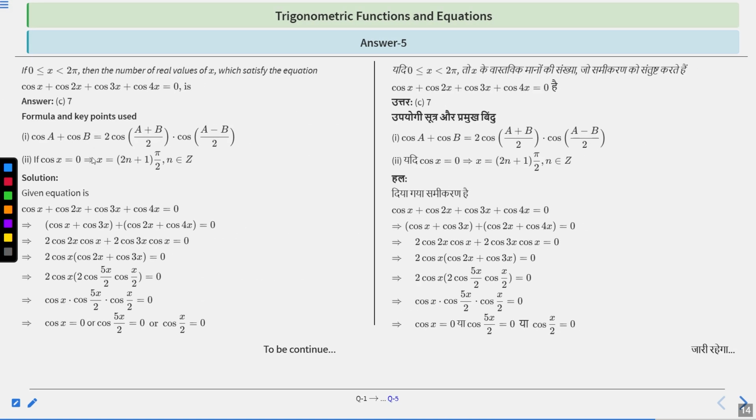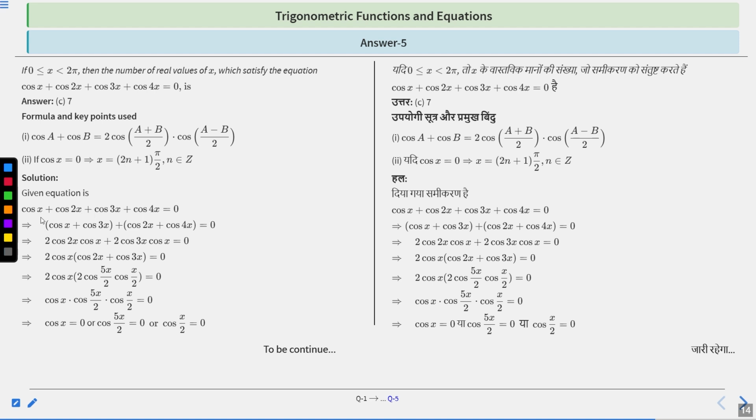Okay. So the formula and key points we will use in this question will be cos A plus cos B is equal to 2 times cos (A plus B) by 2 into cos (A minus B) by 2. And second, if cos x is equal to 0, this implies x is equal to (2n plus 1) pi by 2, where n belongs to Z. That means n is an integer. Now, let's move to the solution.